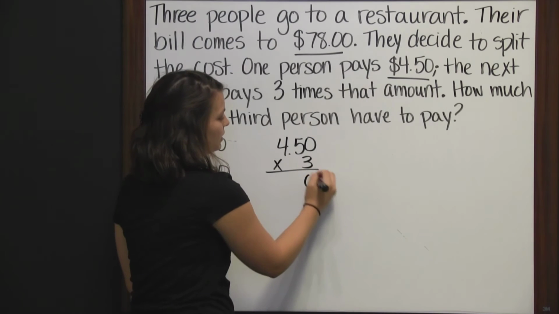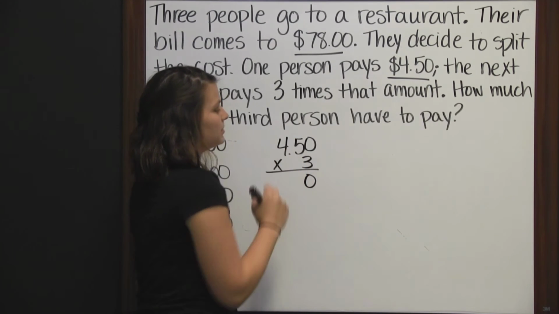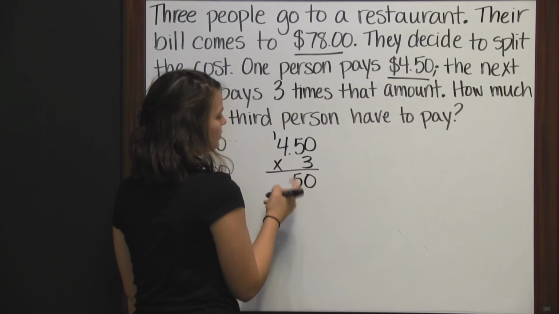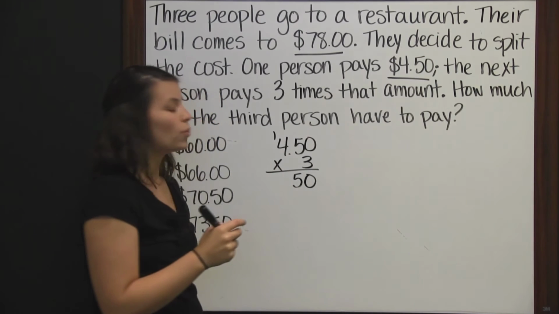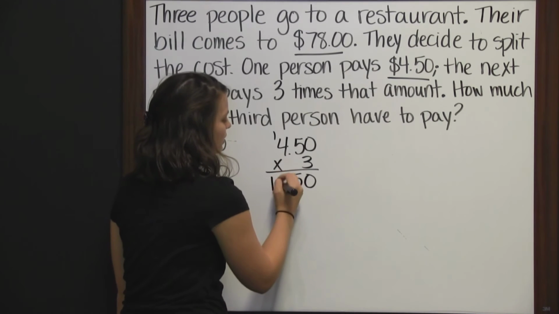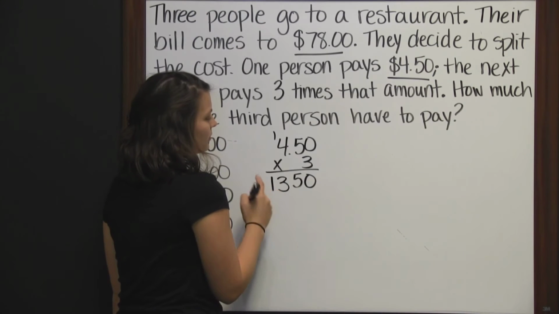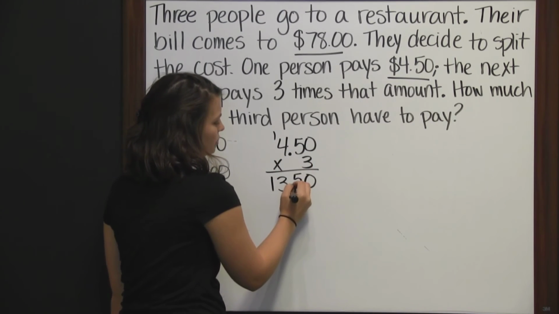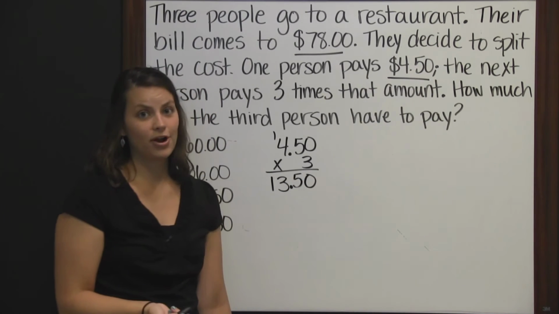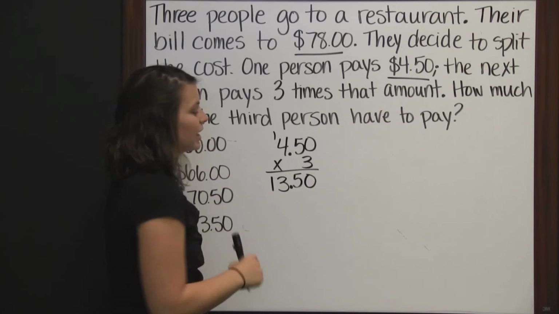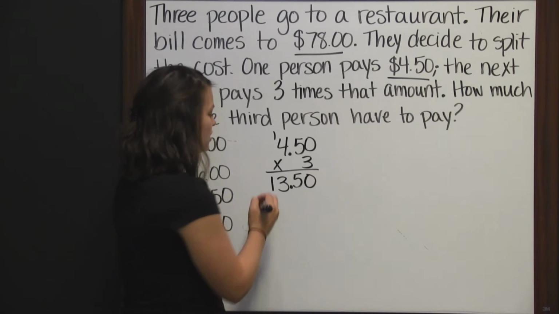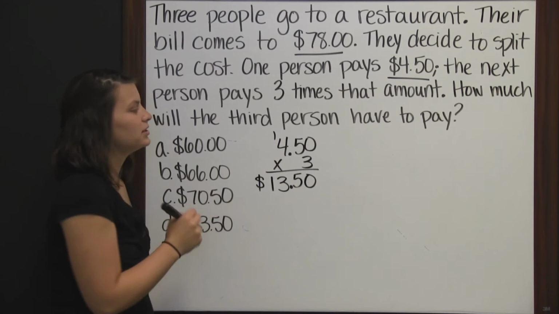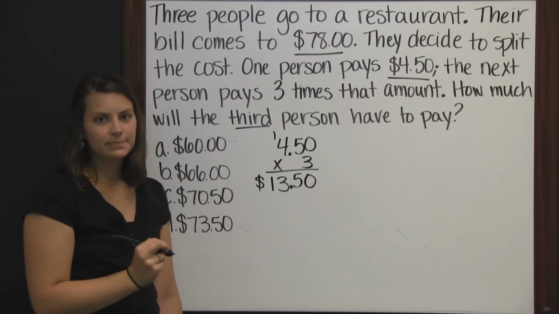3 times 0 is 0. 3 times 5 is 15. So write the 5, carry the 1. 3 times 4 is 12, plus 1 is 13. Since we have 2 numbers behind the decimal place here, we have 2 numbers behind the decimal place in our product. So that means that the second person ended up paying $13.50. Still though, that doesn't tell us how much the third person paid.